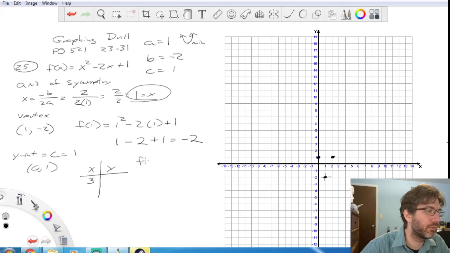Plug in f of 3, you're going to get 3 squared minus 2 times 3 plus 1. 3 squared is 9, minus 2 times 3 is -6, plus 1. You get, what is that, +3, +4. Getting 4, so 3 is coming up to 4 here. There's that point, and then get its reflection, 1, 2, 1, 2, right there. And this here is your graph.